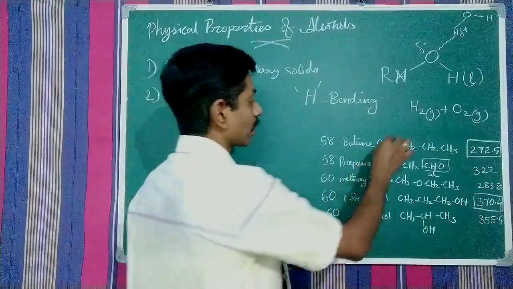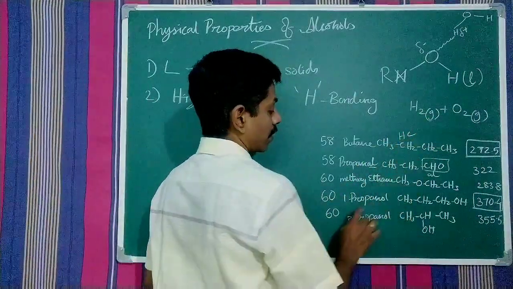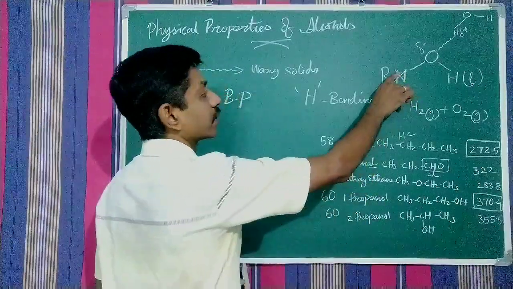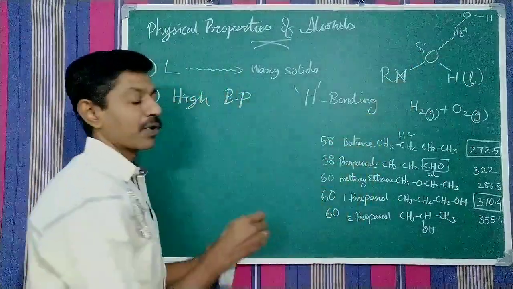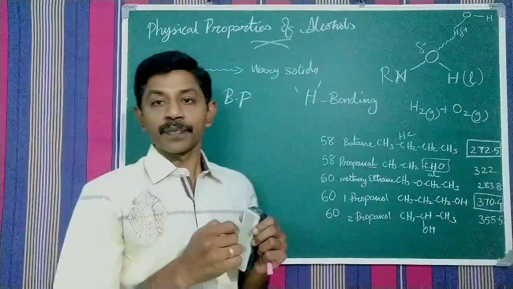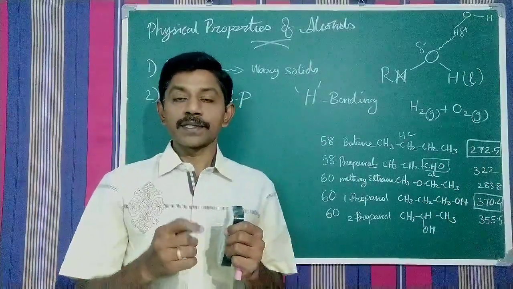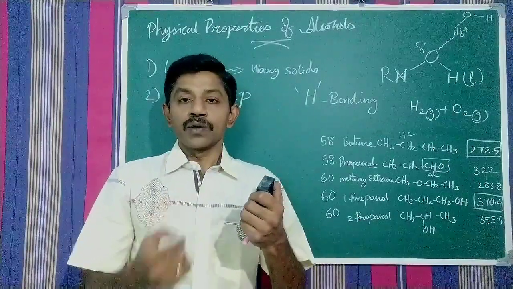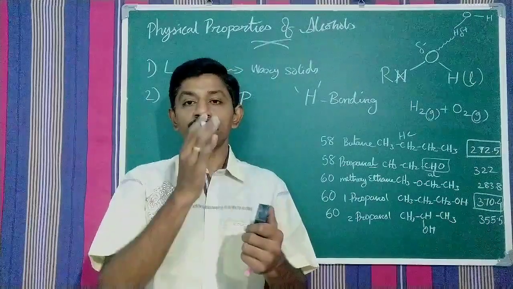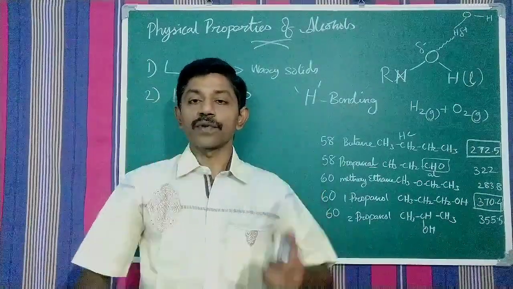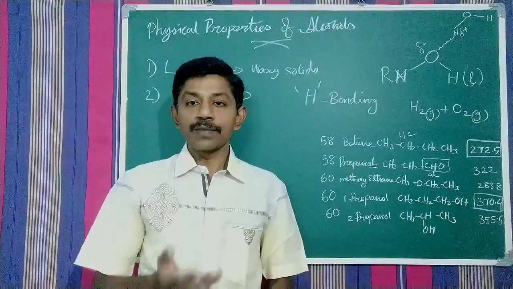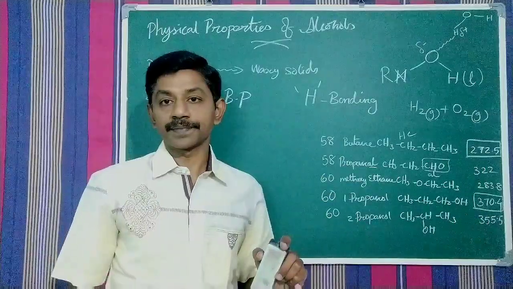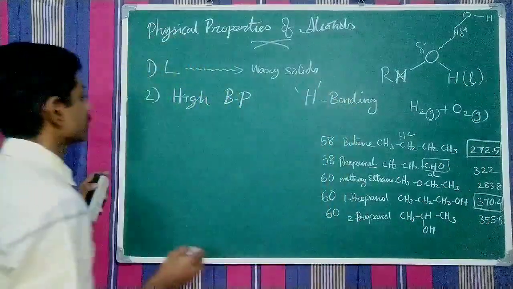The reason is that butane is only a hydrocarbon, whereas 1-propanol is an alcohol. Alcohols, as I told you, can go for intermolecular hydrogen bonding with the neighboring molecule. Because of that, they have more intermolecular attraction. You have to supply more heat energy to break the attraction and make them go to the vapor state. So obviously the boiling point is increased for alcohols. This is because of intermolecular hydrogen bonding.